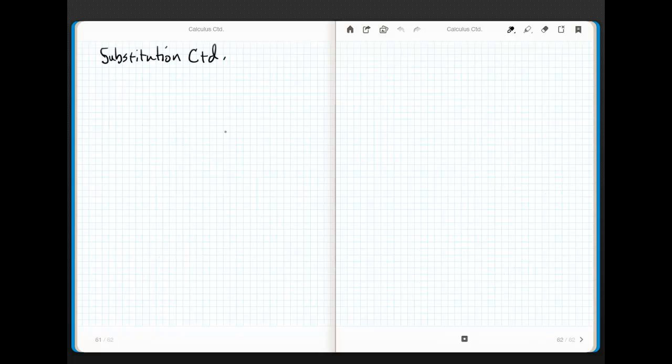And hey, everybody, it's Ripley. I'm back again. I want to do some more integration by substitution with you guys, but we're going to do some definite integrals, okay? So now we're going to throw in some definite integrals.